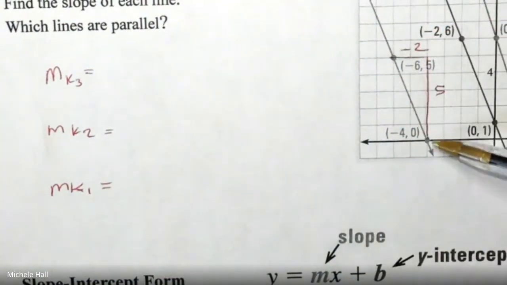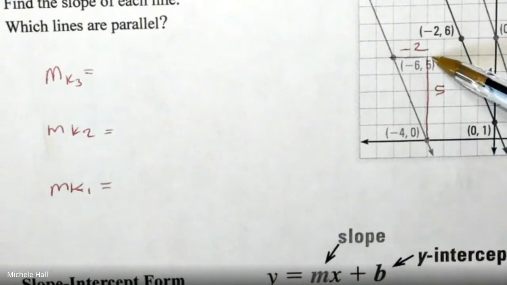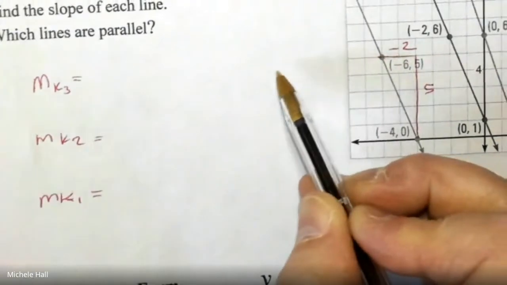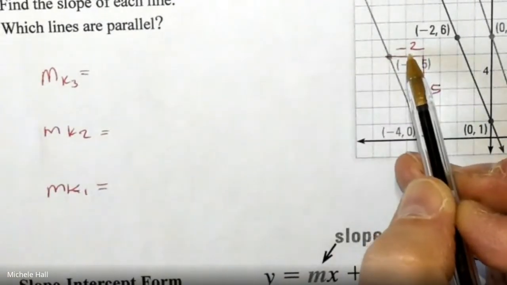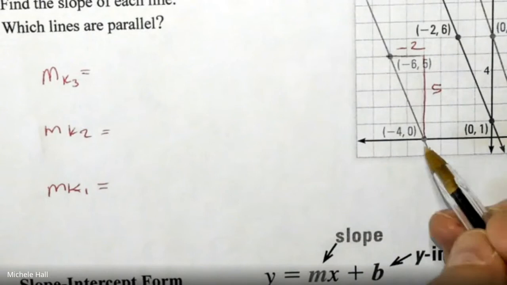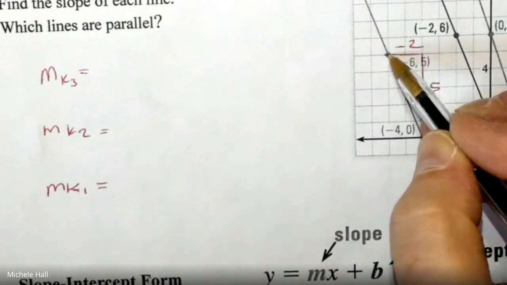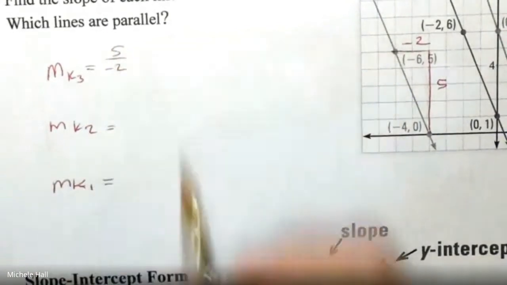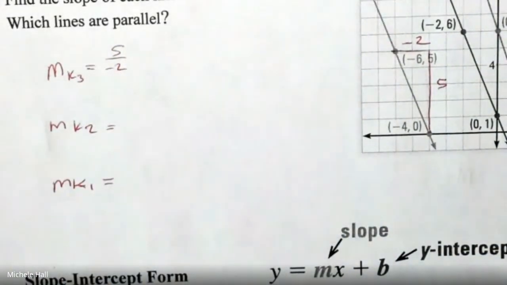Exactly. When I go up, that's in the positive direction. That's why it's +5. But when I go to the left, I'm moving in the negative direction. Remember, we got to keep our signs on it then. -2. So I rose up, that's positive, walked left, and that's negative. So we have 5 over negative 2. If I find another line that has negative 5 halves, they'll be parallel.